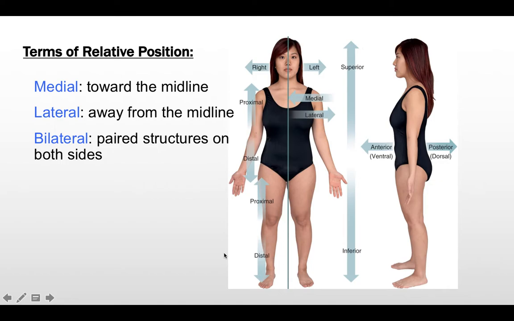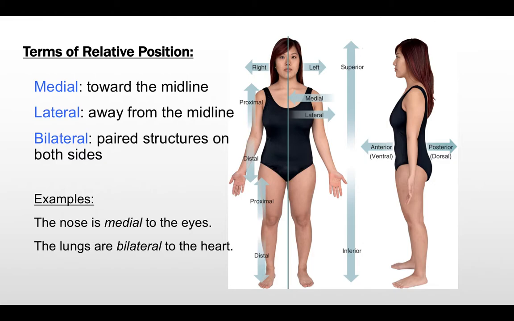Bilateral are structures that are paired on both sides. So your eyes are bilateral, your lungs are bilateral. Something that's not, for example, would be your spleen. You only have a spleen on your left side. So examples, the nose is medial to the eyes because it is more towards the midline. And the lungs are bilateral to the heart because they are on either side of.